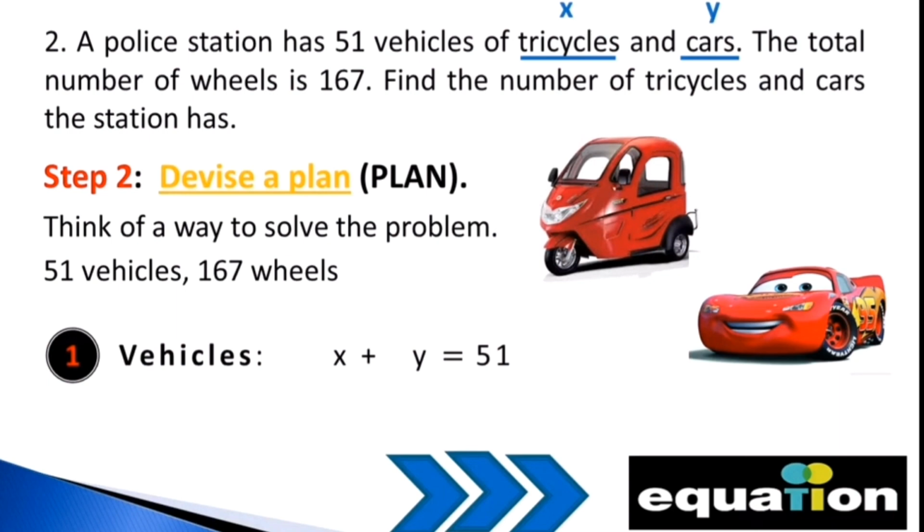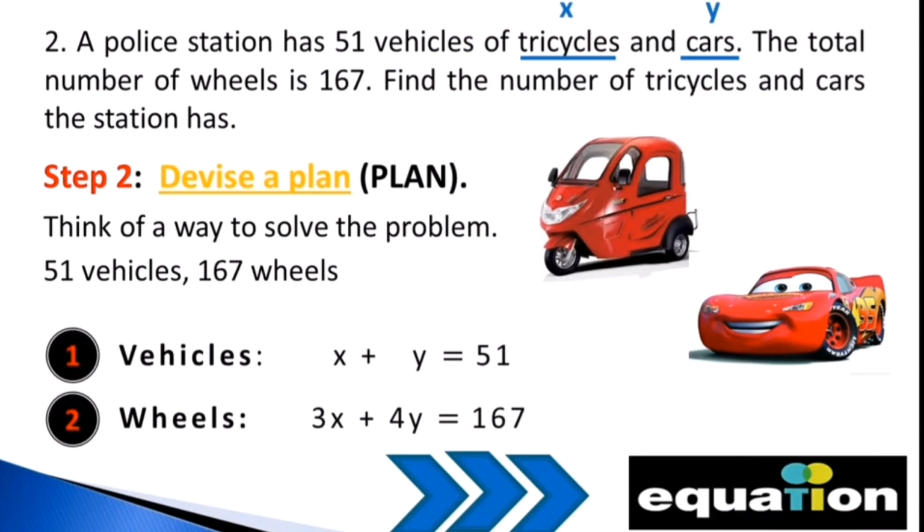Now, if we add their wheels, we have 167. But the problem here is the tricycle has three wheels and the car has four wheels. So what we are going to do is multiply the tricycle by 3 and the car by 4, because that is the number of wheels in each vehicle. So we have now 3x plus 4y equals 167.